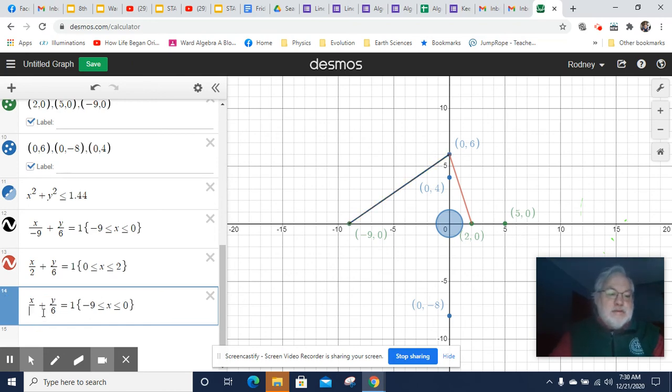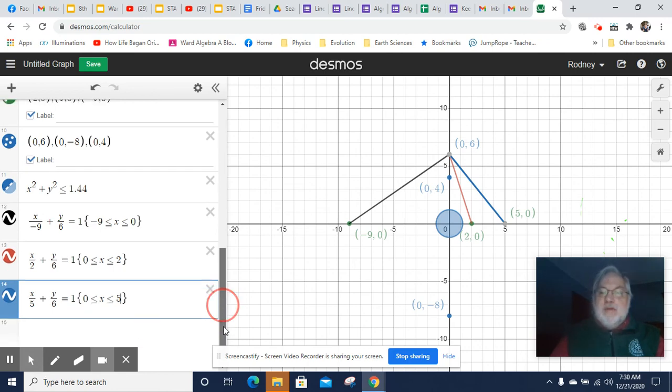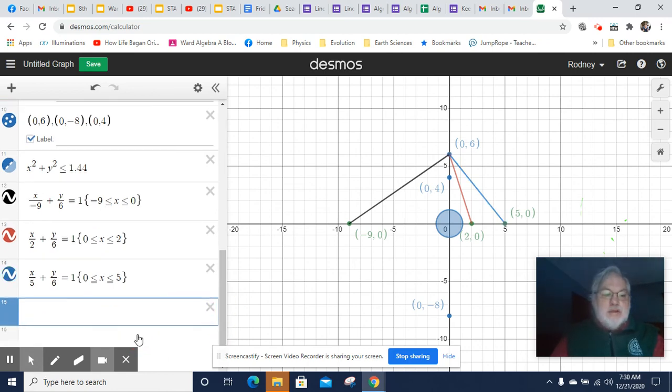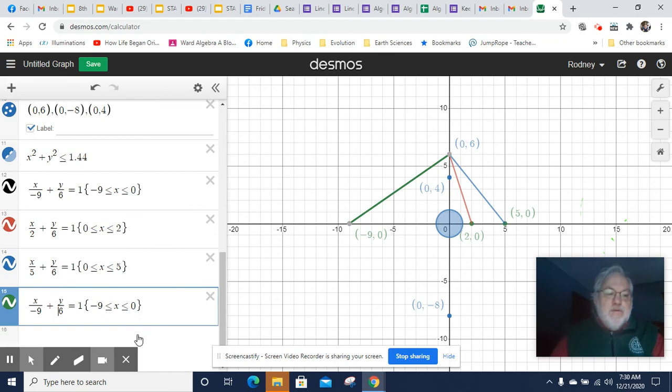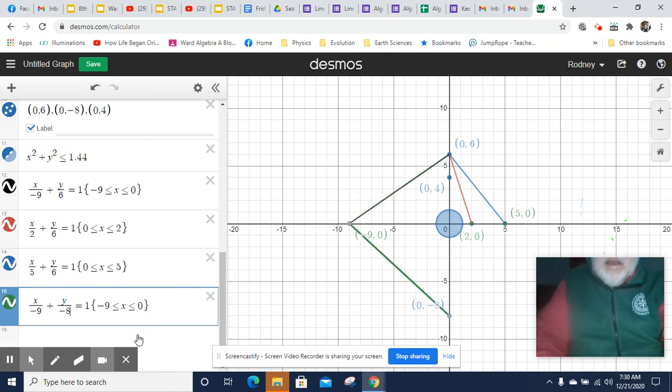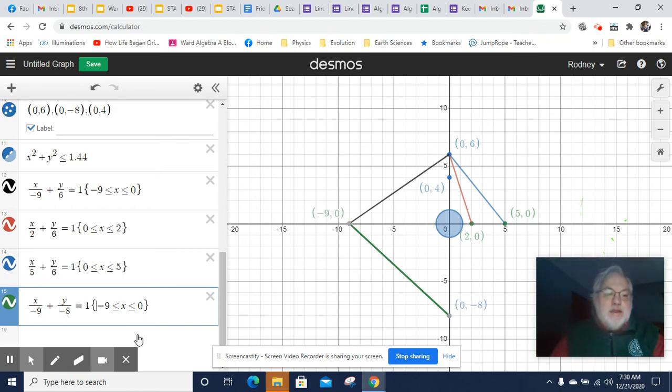Okay, so x is 5. Okay, and now I need to change my inequality again. 0 is less than or equal to x is less than or equal to 5. And that hits that one. And I could also hit it from the one below. So let's go down there. So instead of y is 6, we'll say y is -8. And now we've got one working for that as well.